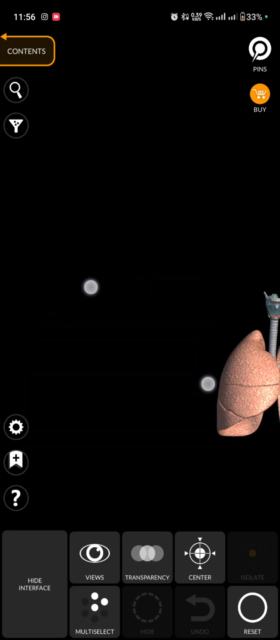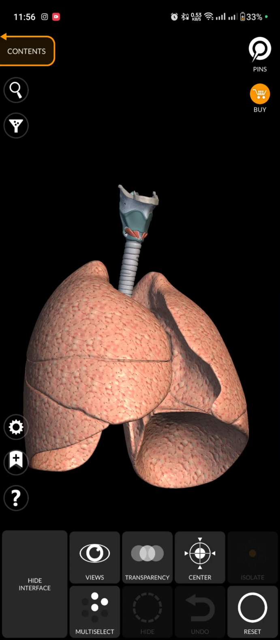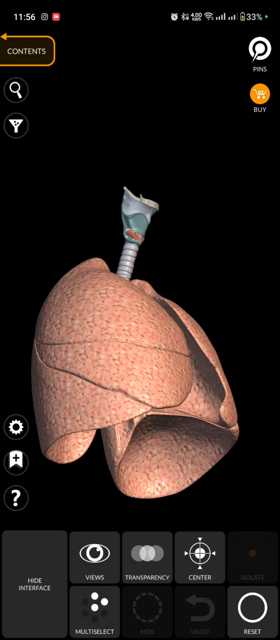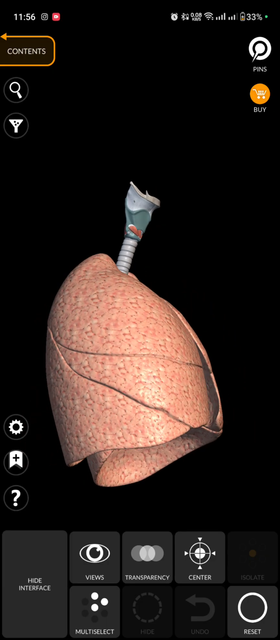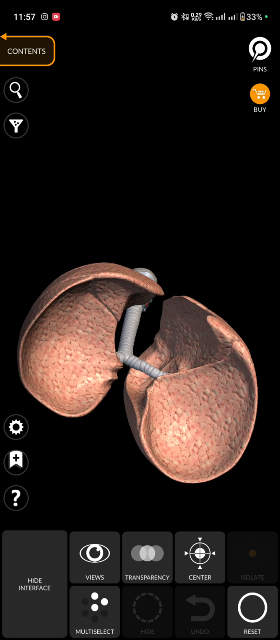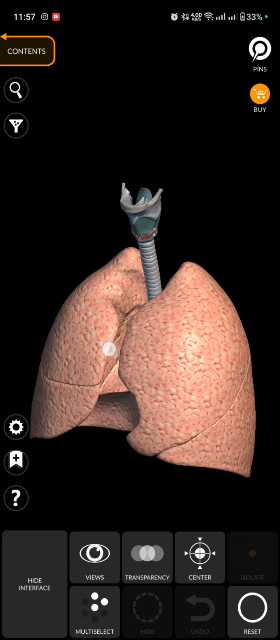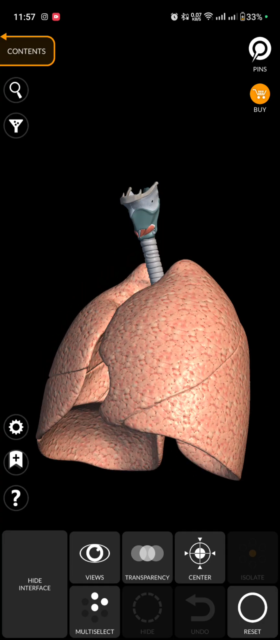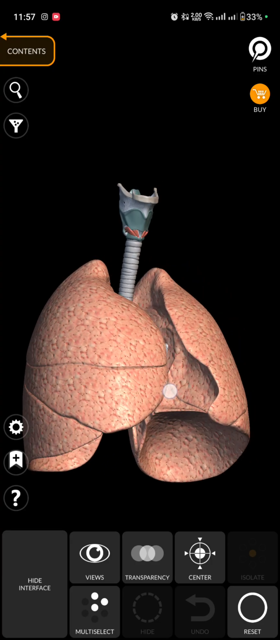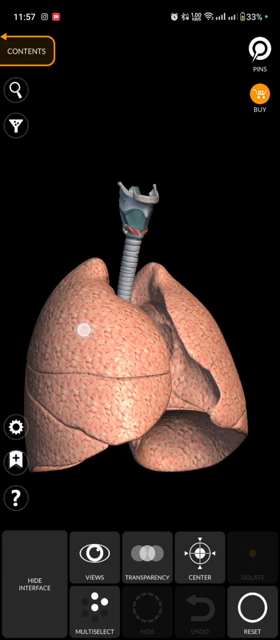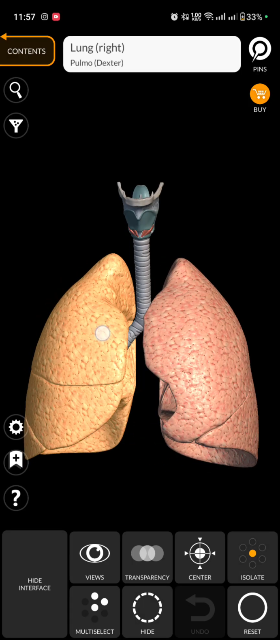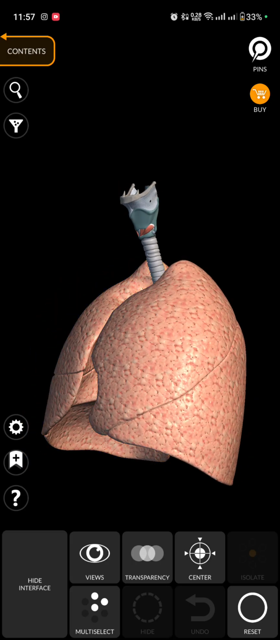Now we will talk about fissures. The right lung has two fissures, this horizontal fissure and this oblique fissure. This oblique fissure originates from the posterior border and ends at the diaphragmatic border. While on the left lung, you will see that there is only an oblique fissure. Because of this, the right lung is divided into three lobes, while the left lung is divided into two lobes, the upper lobe and the lower lobe.